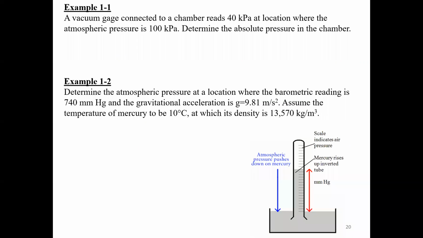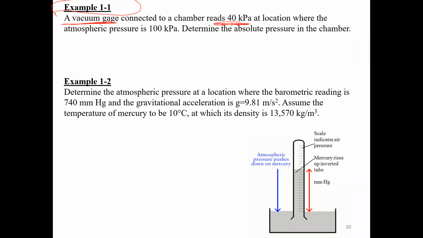Okay, so let's go to a couple of questions. For example, example 1 here says that a vacuum gauge is connected to a chamber, and this gauge reads 40 kilopascal. So from the name here, vacuum means immediately you know that this is negative or positive? Yeah, negative. Thank you. It's negative. So now I know this is vacuum.